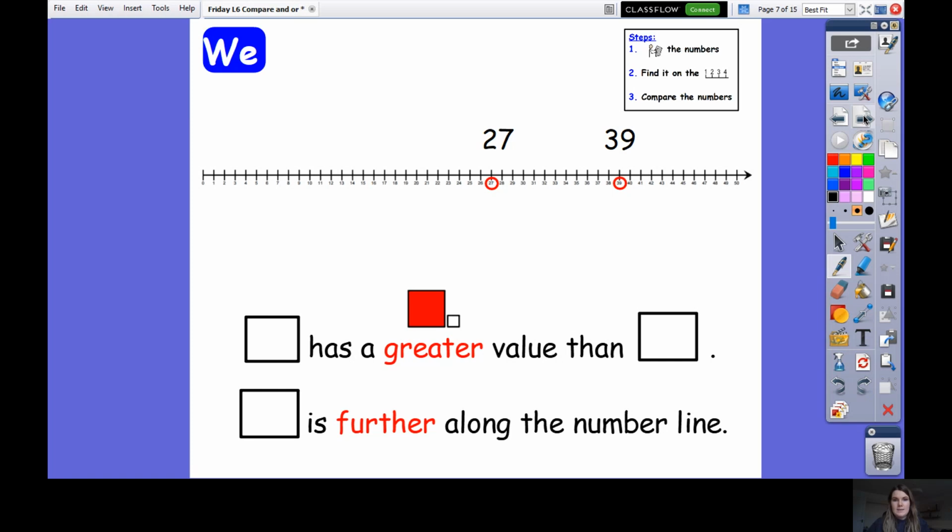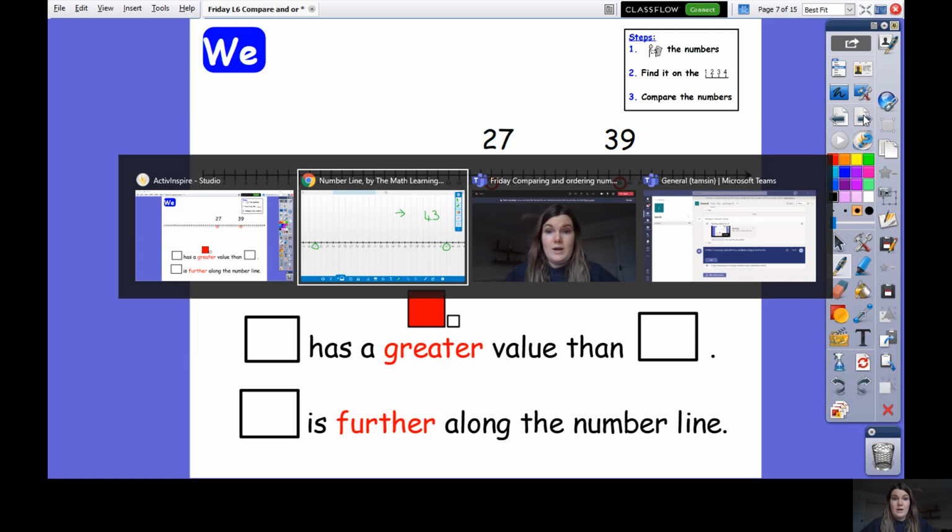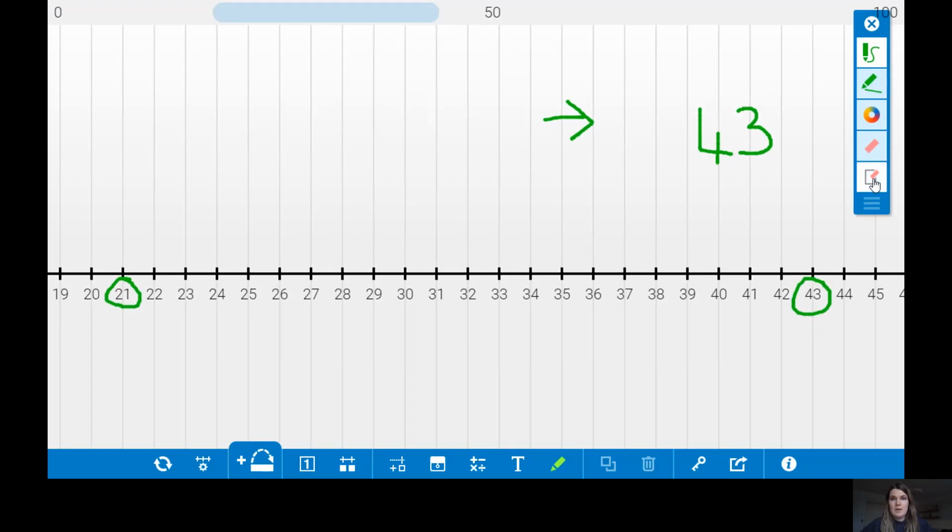Okay, 27 and 39. Right, let's clear my number line for you. First thing I want you to do then is find the number 27. Oh, doesn't want to draw. 27. And what's my other number? 39. Well done. Can you find these numbers on the number line?